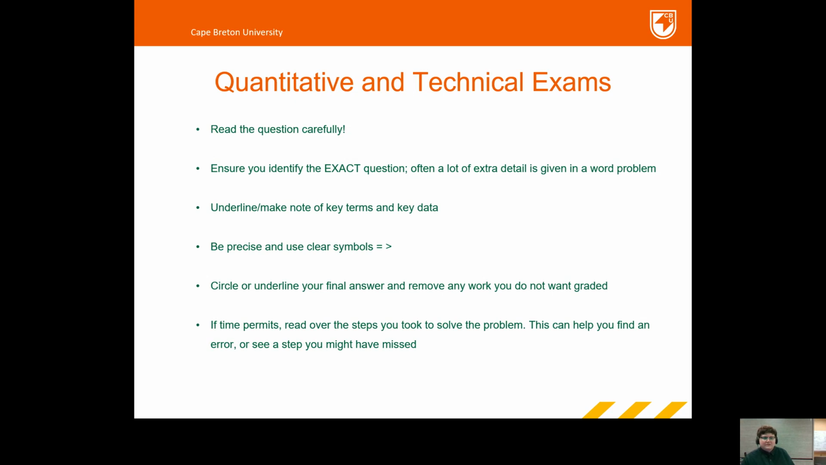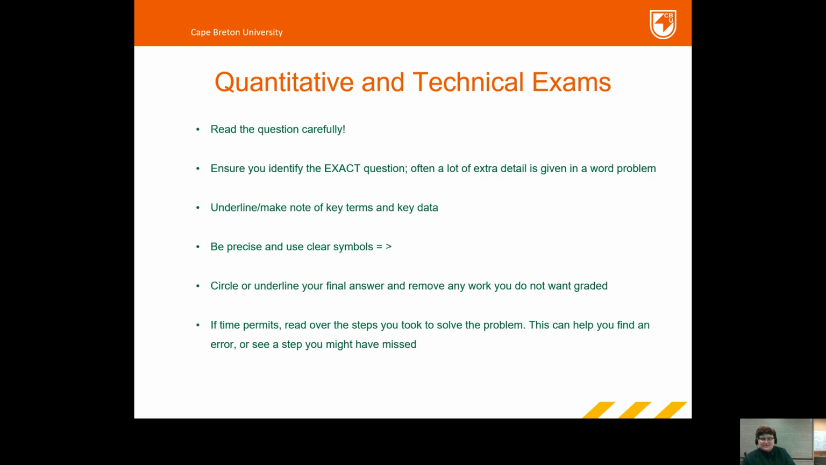Now, for quantitative and technical exams, really read those questions carefully. Use that underlining technique. If you're able to have a highlighter, highlight things. Ensure you identify the exact question that the professor is asking you. Often a lot of extra details can be put into something like a word problem. For example, something like an accounting problem may ask you for different information, but you need to really pull that from the example. So if they're saying, I want you to make sure that you're looking for these certain numbers, and then they're adding other numbers in there, you need to make sure you're choosing the right ones.